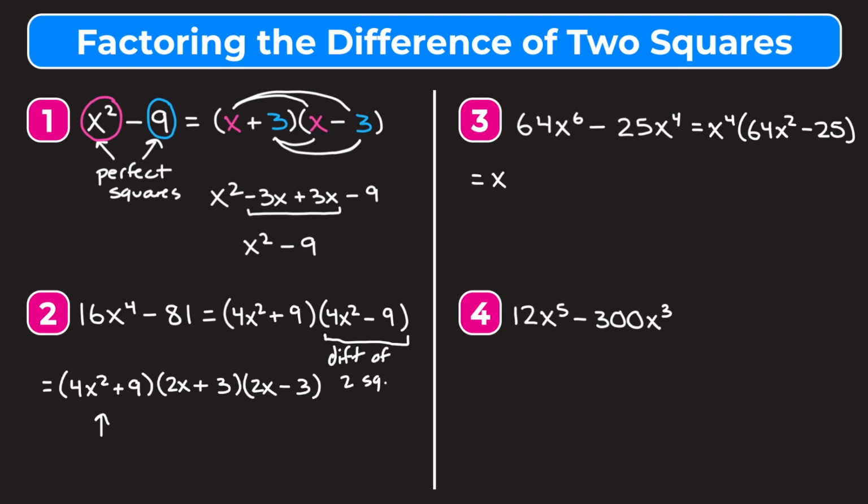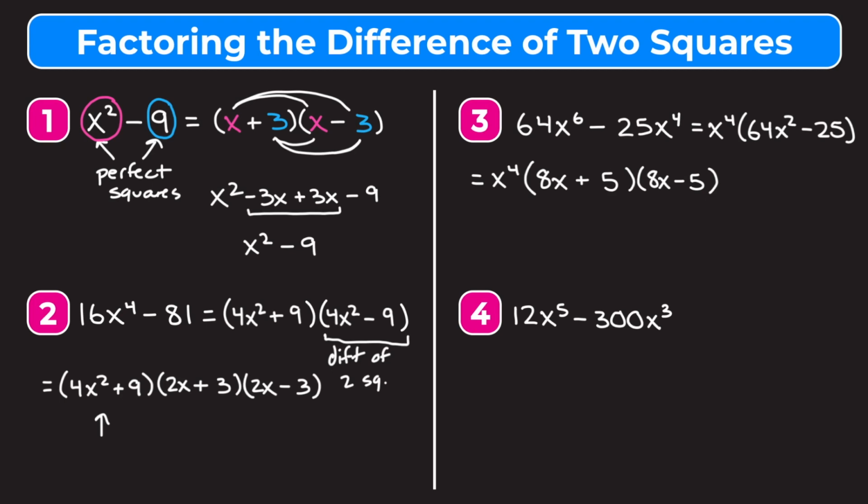Down here, we keep x to the fourth on the outside. The square root of 64x squared is 8x. We put an 8x in the first spot of both of our parentheses. The square root of 25 is 5, so we put a 5 in the second spot of both of our parentheses, put a plus between one of them, a minus between the other, and we cannot factor either of those anymore, so we know that we're finished.